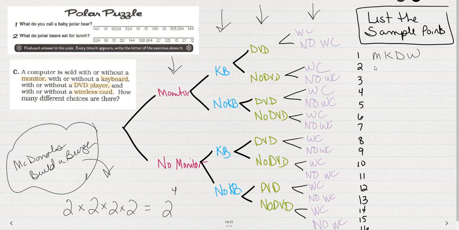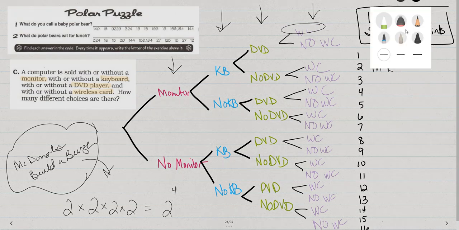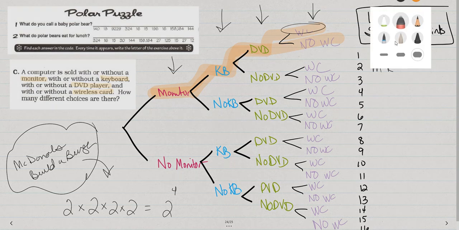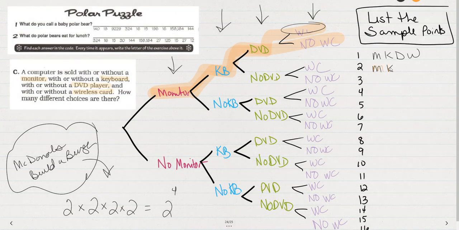Then that's the one item in the sample space. Instead of writing all of these words each time, what if I do this? I'll say monitor, no keyboard, so I'll just write the K with a slash through it. Oh, actually, let me step back. Sorry, I skipped ahead. We've got, let me highlight it so that we're sure to get all of them. Monitor, keyboard, DVD, wireless. Monitor, keyboard, DVD, no wireless. So that's monitor, keyboard, DVD, and no wireless. So I'll put a slash through the wireless.